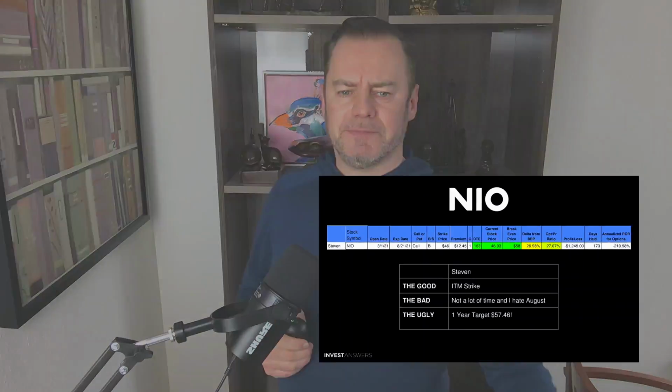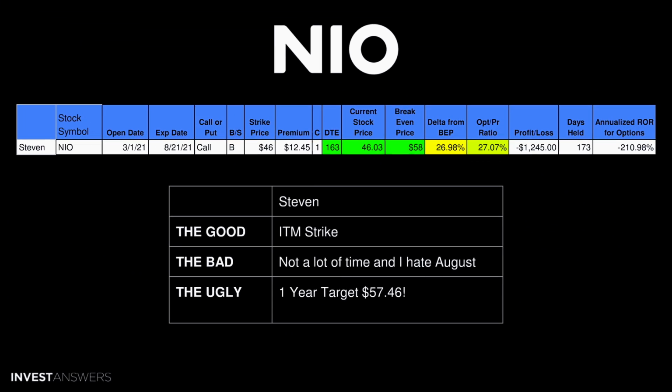All right, NIO. This is a cheap imitation of Tesla. I'm not a NIO fan, but again, this is a trade. Now the good for this, so NIO is currently trading at $46. The strike price is $46, premium is $12.45.